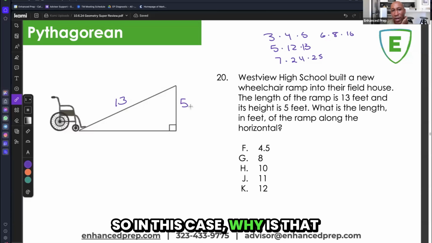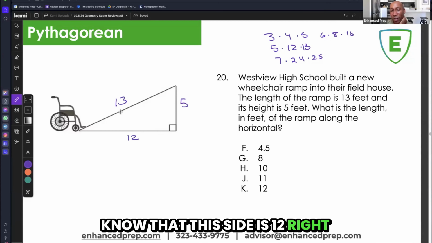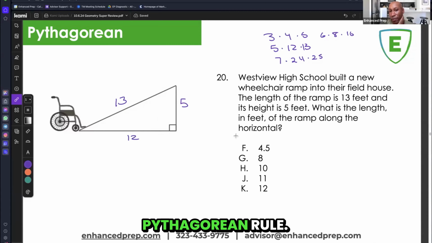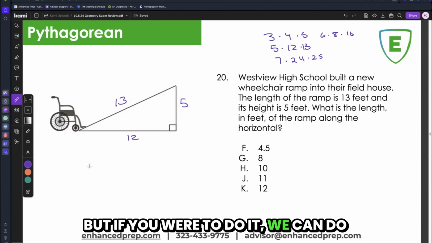So in this case, why is that helpful? Because just by knowing that, we know that this side is 12 right away. So we didn't even have to use that Pythagorean rule, right? So these are like Pythagorean triples. But if you were to do it, we can do that part.